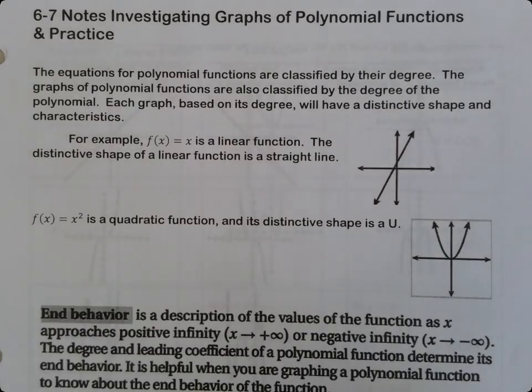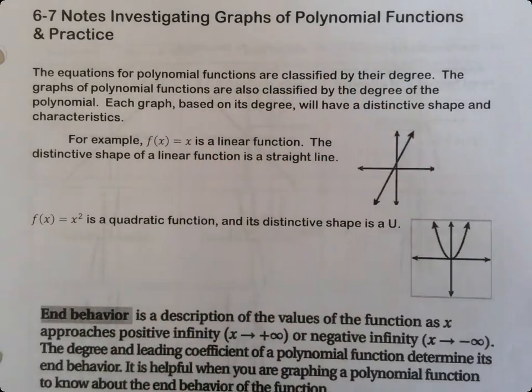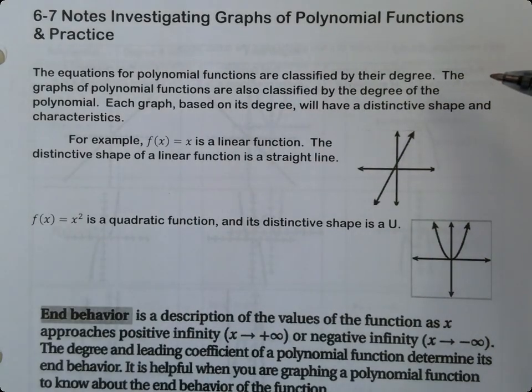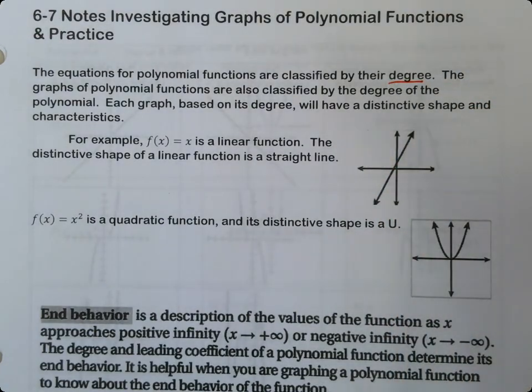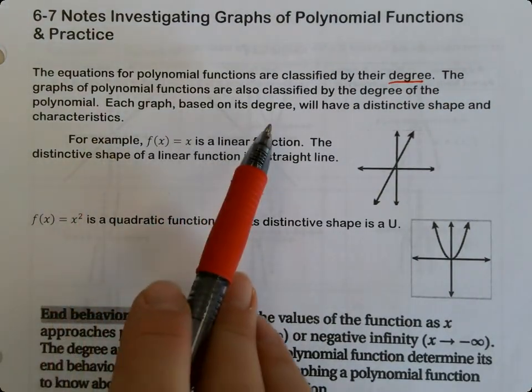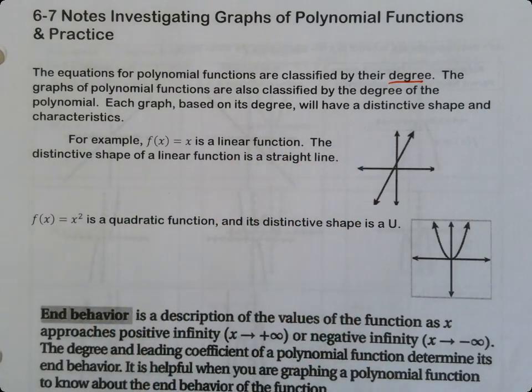We are looking at 6-7 notes on investigating graphs of polynomial functions. So I'm going to go ahead and read this with you. The equations for polynomial functions are classified by their degree. So we are going to be focusing on looking at that. The graphs of these polynomial functions are also classified by the degree of the overall polynomial. So each graph based on its degree will have distinctive shape and characteristics.